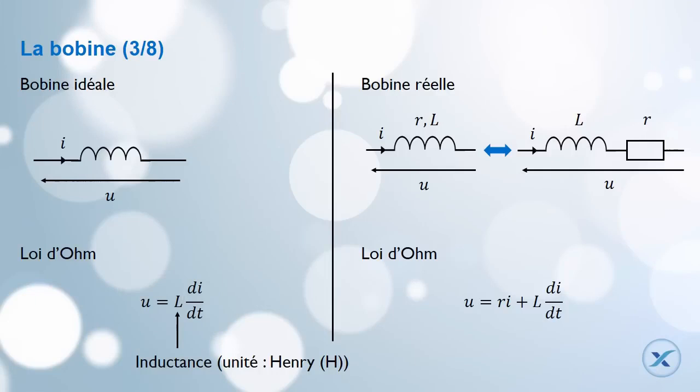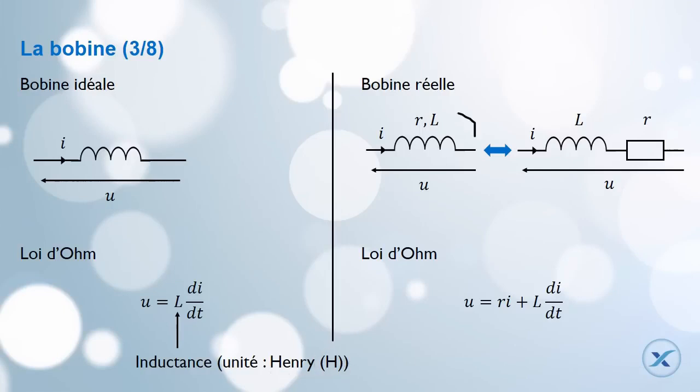So the inductance of the coil is a bit like the capacitance of a capacitor or the value of a resistor. It's what is specific to the coil. It's its value. Inductance, its unit is the Henry, whose symbol is an H.